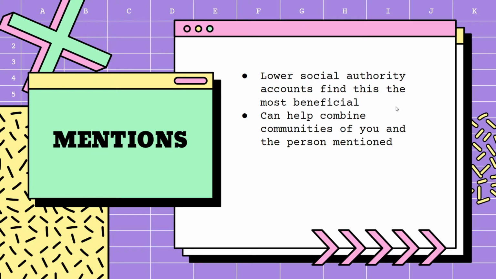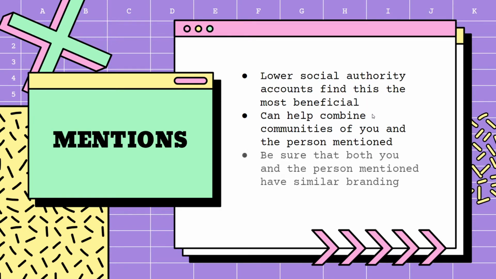So like, let's say you do a collab with another person on a team. Absolutely, you want to mention that person. Even if you're a bigger content creator, you'd want to mention that person because you guys are affiliated with the same team. But just be sure that both you and the person that you're mentioning have a similar branding, because not only will what they post now start to affect you as a brand, what you post will affect them as a brand.